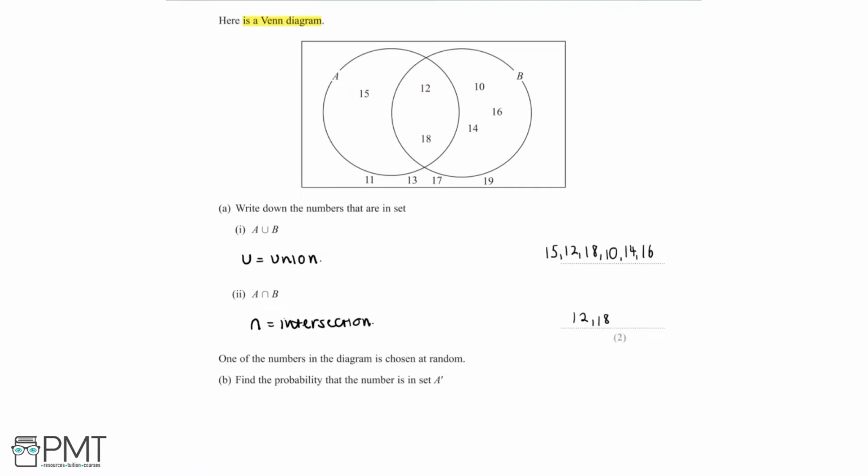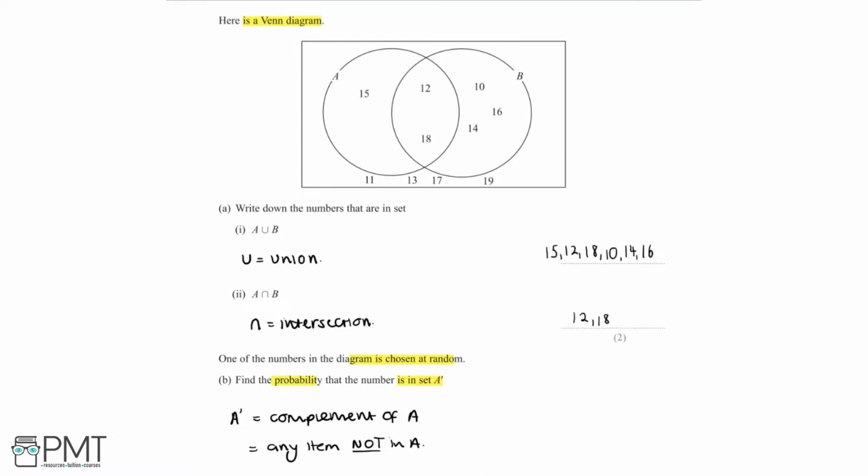Now in part B, we're told that one of the numbers in the diagram is chosen at random, and so we need to find the probability that the number is in set A, and then we have this little dash symbol at the end. And so A dash is actually called the complement of A, and so the complement of set A means any number that is not in set A. And so to find the probability that the number is in the complement of set A, we need to find out how many numbers are not in set A.